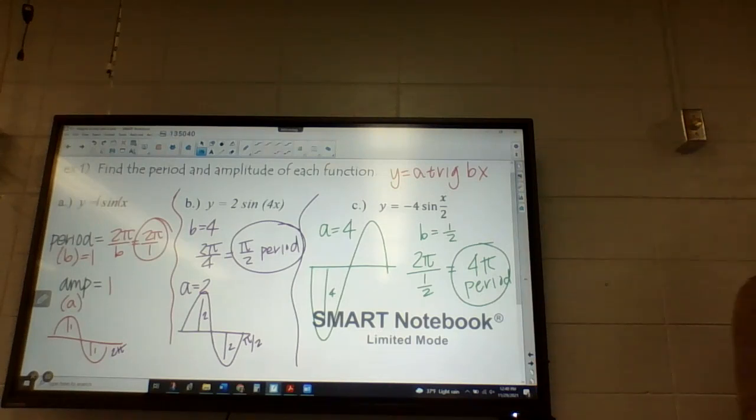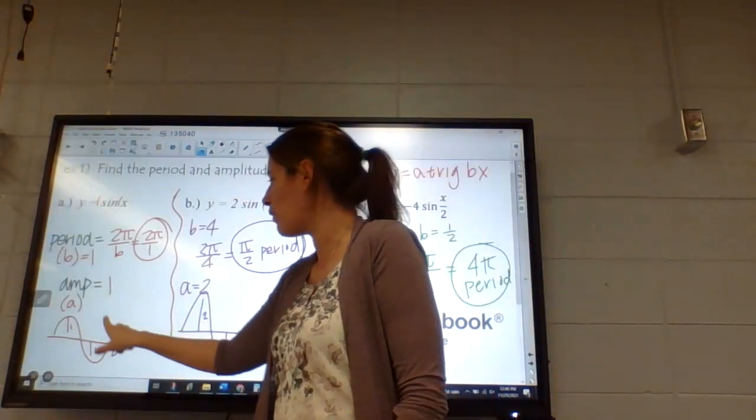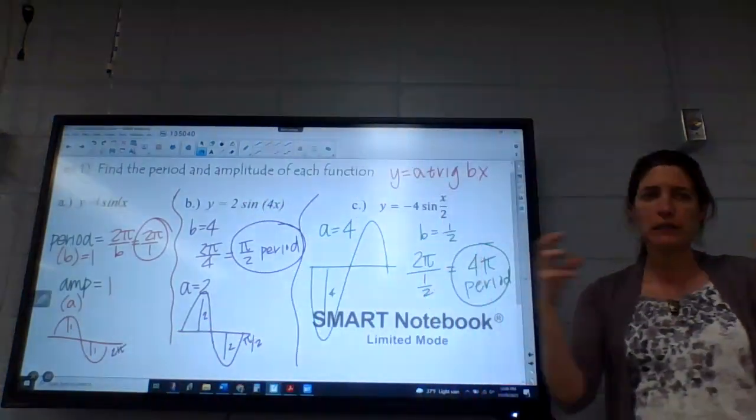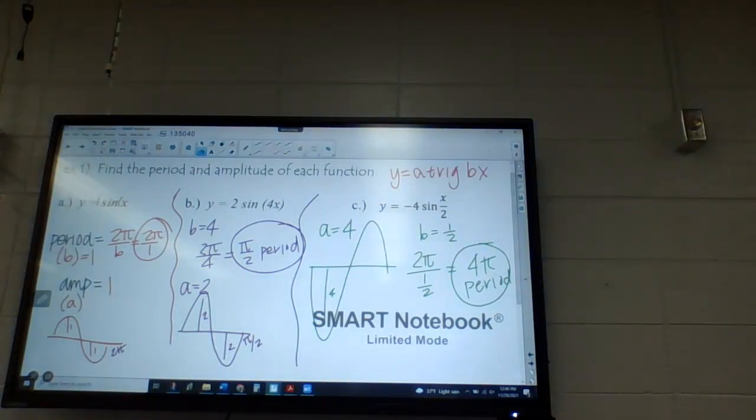So would this be a fast graph or a slow graph? Slow. So this one would be twice as long as this one. It would be really spread out, like a slow moving graph. And so starting to think about those things is going to be important as we work to our actual graphs in a minute.